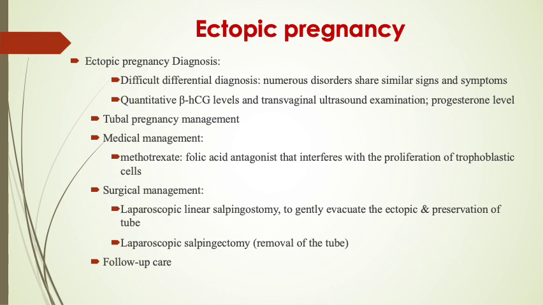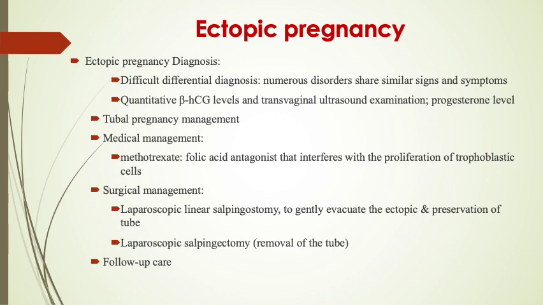So now, if methotrexate did not help with the management of ectopic pregnancy, well, the next management level will be surgical. So in terms of your surgical management, a laparoscopic linear salpingostomy is done to gently evacuate the ectopic and also to preserve the tube. Also, we do what is called laparoscopic salpingectomy. And so salpingectomy is the removal of the tube.